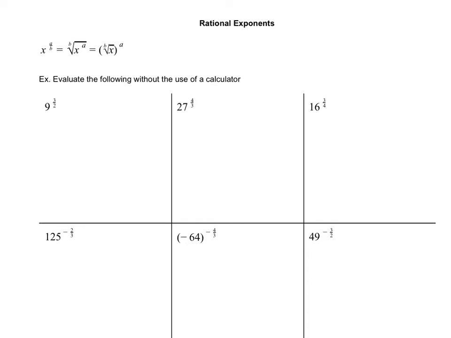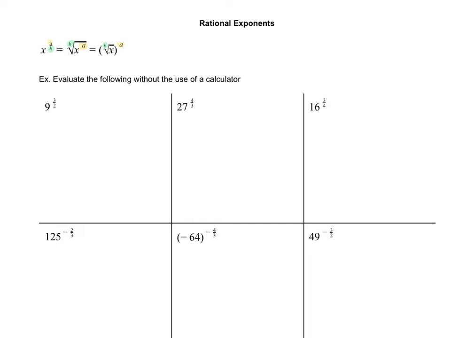To deal with rational exponents, we convert the expression into its radical equivalent. So the denominator of your exponent becomes the index of the radical on your base, and the numerator, a, becomes your exponent. Typically you will apply the radical first, so take the square root, the cube root, the fourth root of whatever your base is first to make the number smaller, and then apply the exponent at the end. So let's try some examples.